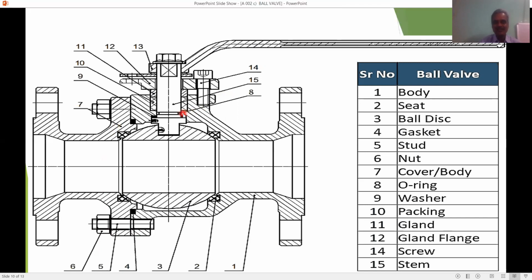You see, this is the o-ring, just below the stem. Number 9 is washer, below the o-ring. Number 10, packing. Number 11 is gland. Number 12 is gland flange. And gland screws. Number 15 is stem. So these are the parts of the ball valve.